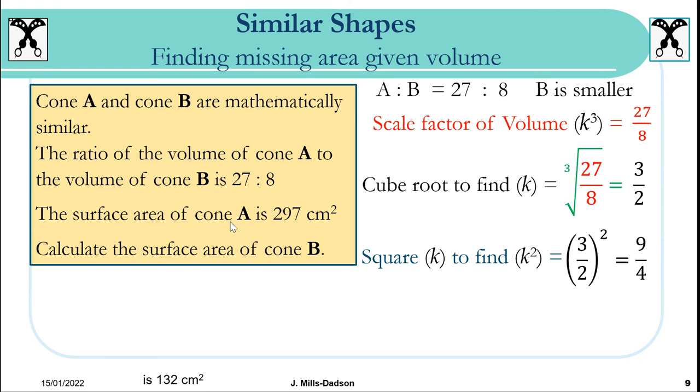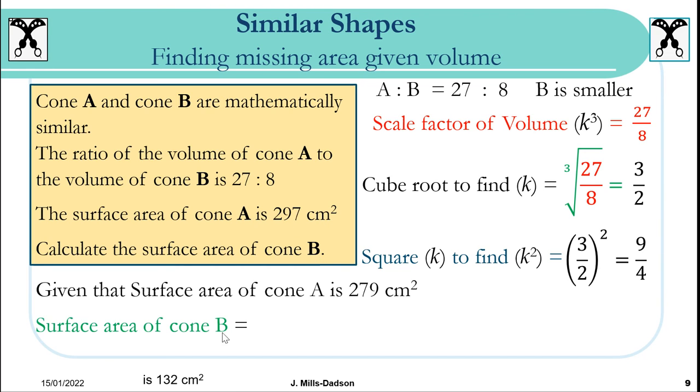So if the surface area of cone A is 297 cm squared, we can use it to work out B. If you look at this carefully, cone B is smaller. As you can see from the ratio, cone B is smaller. So we need to divide A by the scale factor K squared, and that will give us 132 cm squared.